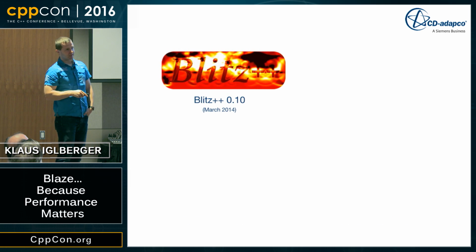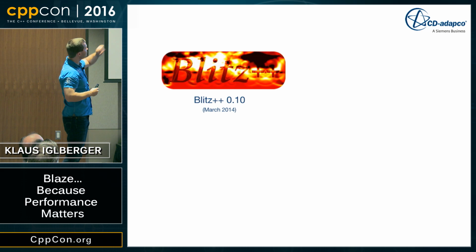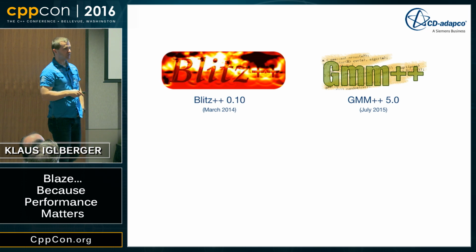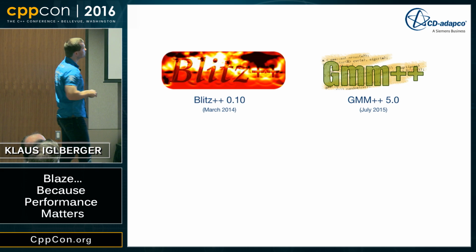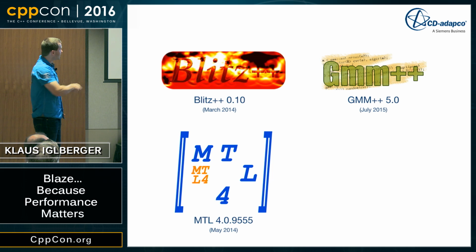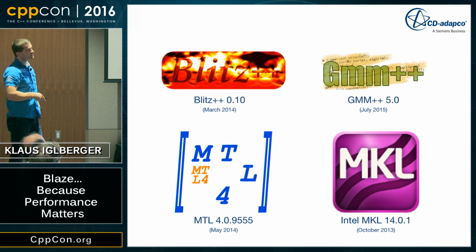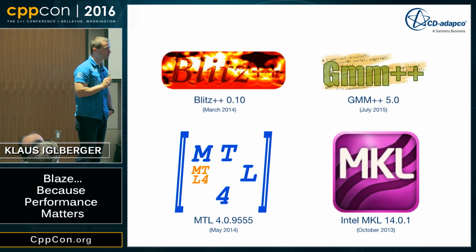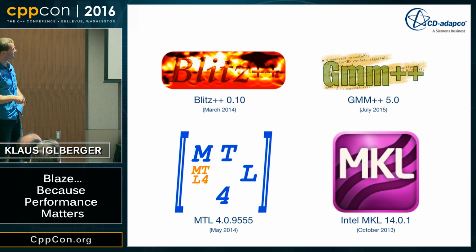The good old Blitz++ library. A couple of you might remember, this was the first expression template-based math library. The last change was in March 2014, so quite a while back. GMM++ in version 5.0. Admittedly, by now they have 5.1 out, but unfortunately it was a little late for the benchmarks. So this was July 2015. MTL4 in the latest version, 4.0.9555. Latest change in May 2014. And as a comparison, this is not an expression template-based math library, of course, but as a performance comparison, Intel's MKL in version 14.0. Also, there's a new version, 15 is already out, but unfortunately I didn't have access to this. It shouldn't make much of a difference, though. Okay.